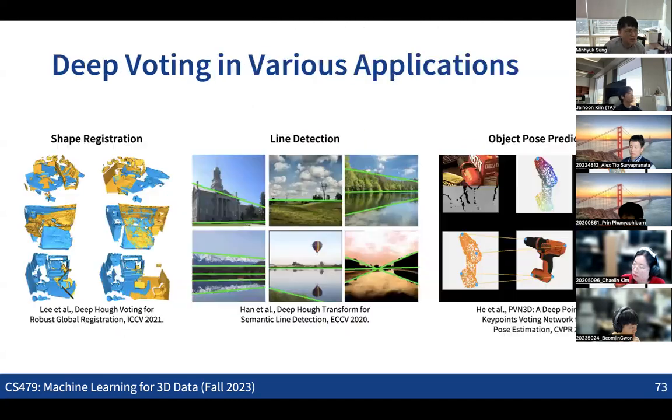You can also see that this voting scheme can be applied to many other applications. There is some recent work using voting schemes for shape registration to align two point clouds, for detecting lines, and also for predicting the pose of objects, like the rotation and translation. So you can refer to these papers to see how this voting idea has been applied in the neural net literature. So this is the end of the discussion on object detection and segmentation.